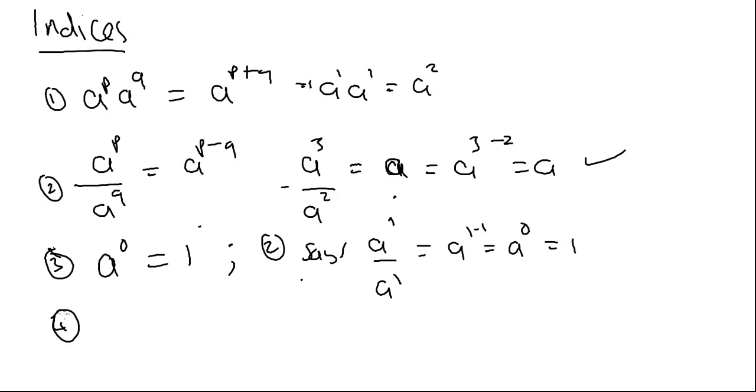So just continuing on, since we've got a few to get through, but we're nearly halfway there. So what's a to the power of p to the power of q? Well, that's just going to be a to the power of p times q.